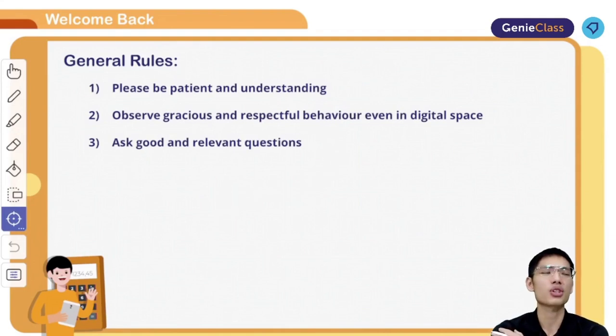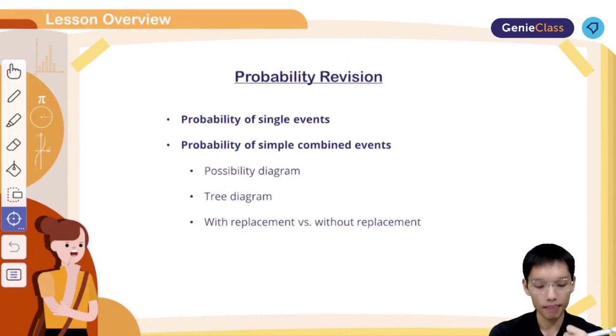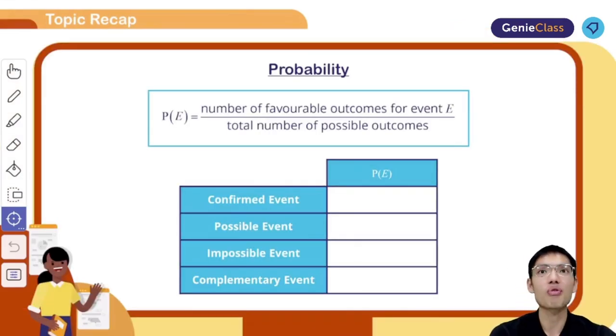So what are we essentially going through today? Again, further revisions, but we are focusing on probability, for single events and for combined events. Again, the few diagrams you need to know: the possibility diagram, the tree diagram, and this key thing over here, with replacement or without replacement. How do they matter? Okay, so let's get started. Before that, let's revise on probability before we get on to our first bubble question for today.